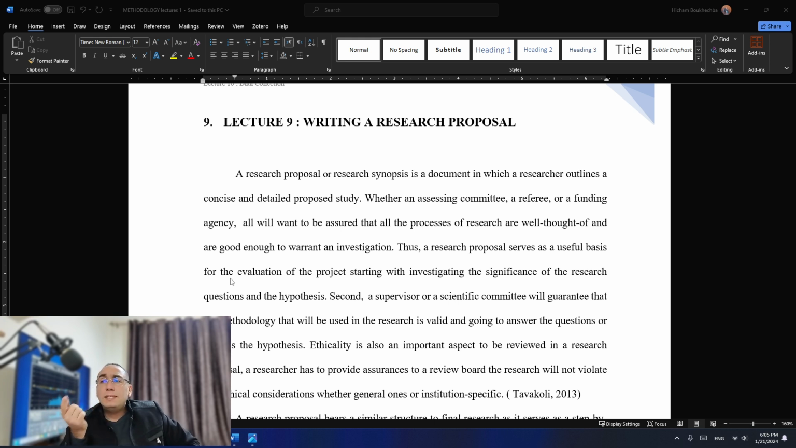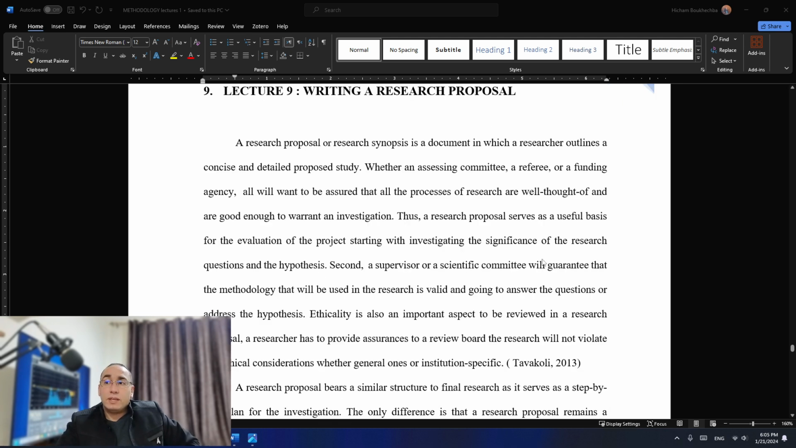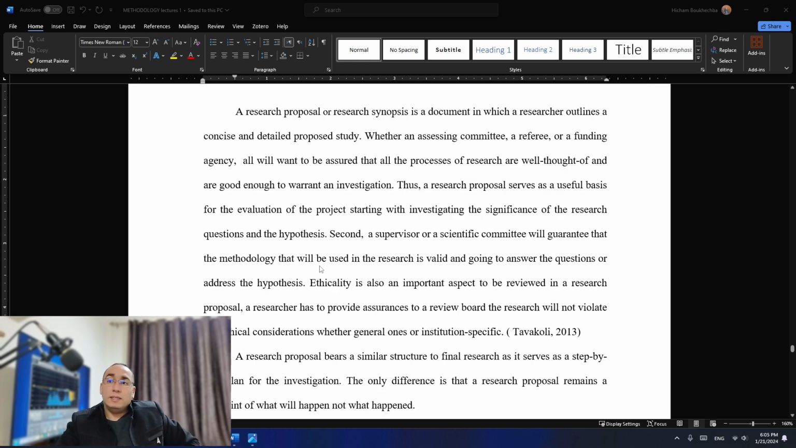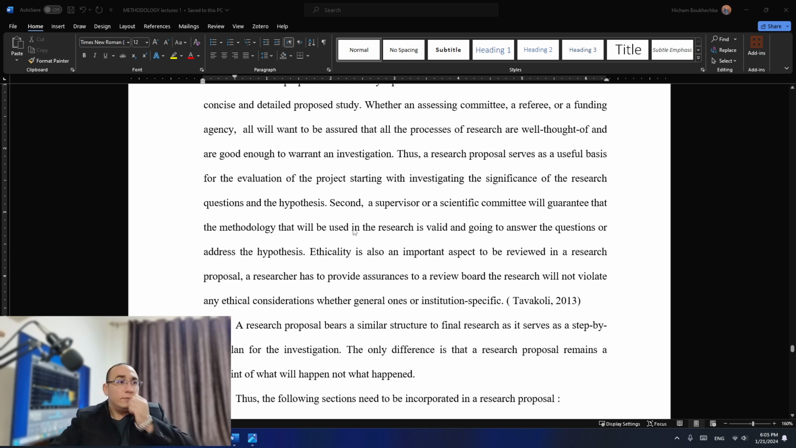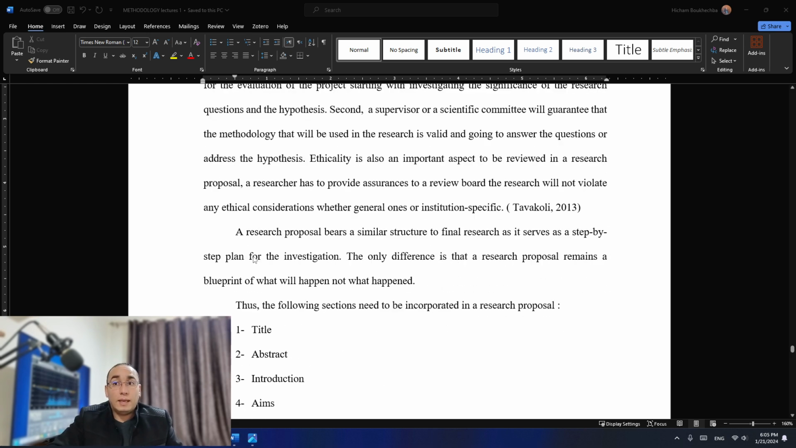So thus, what does a research proposal serve as? As a useful basis for the evaluation of the project, starting with investigating the significance of the research questions and the hypothesis. So this is the main aspect. Second, a supervisor or a scientific committee will guarantee that the methodology that will be used in the research is valid and is going to answer the questions or address the hypothesis. And another point is that ethicality is also an important aspect to be reviewed in a research proposal.